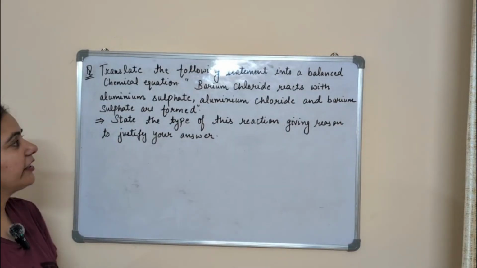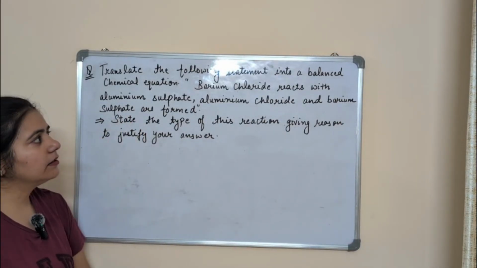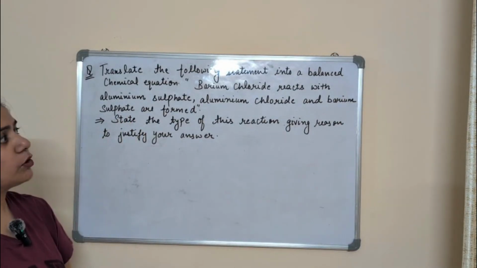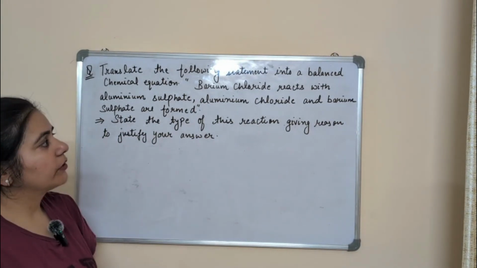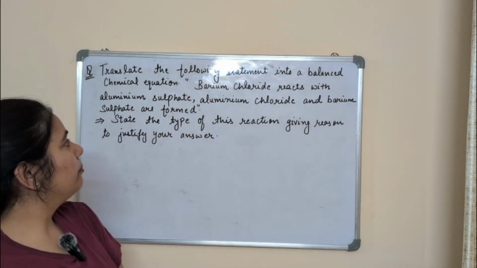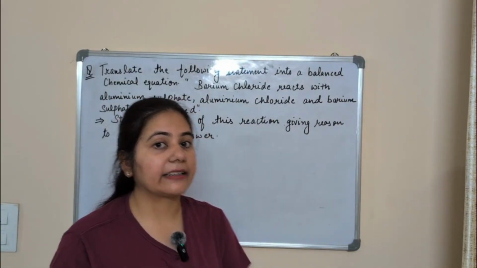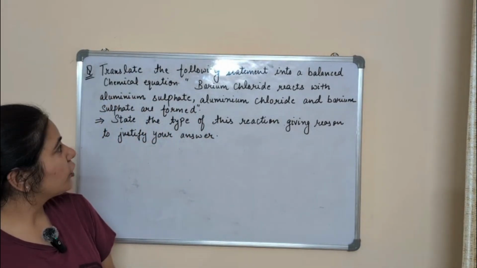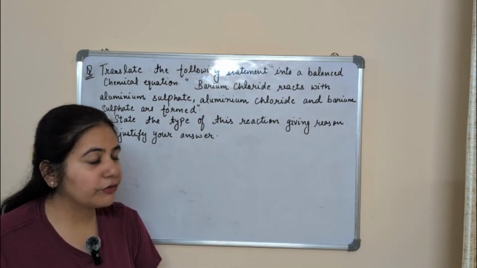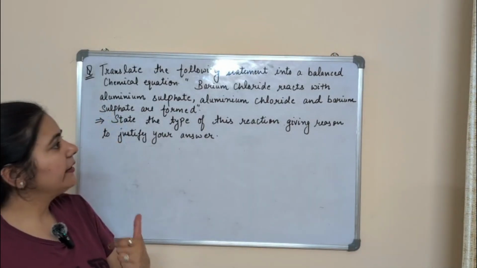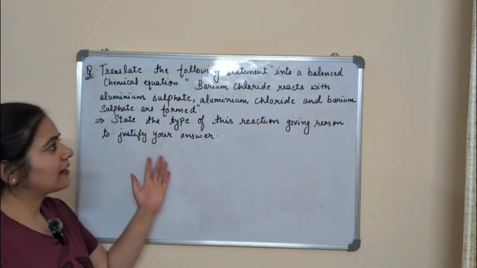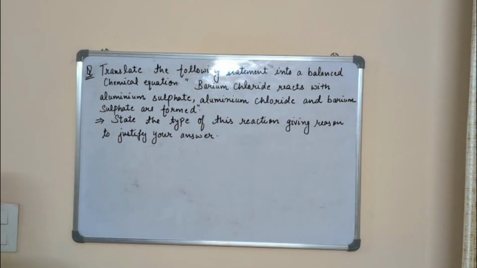So let us continue. The statement says barium chloride reacts with aluminium sulfate to give aluminium chloride and barium sulfate. It means the reactants here are barium chloride and aluminium sulfate, and the products formed here are aluminium chloride and barium sulfate. So let us start writing this equation first.